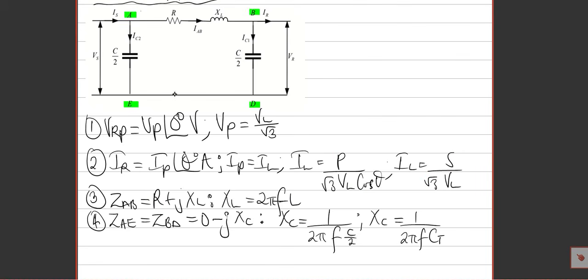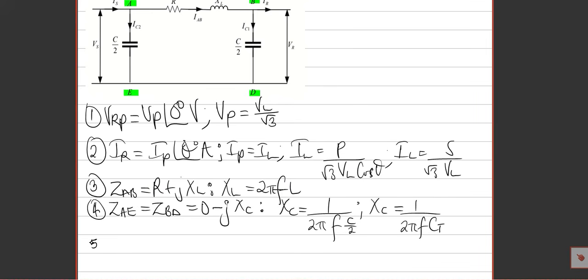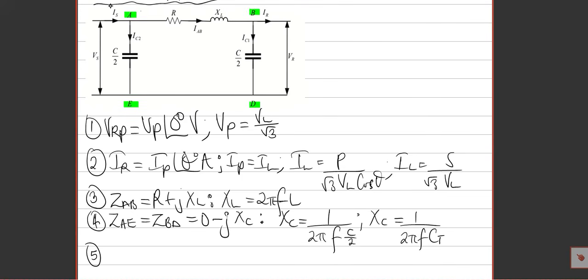Let's continue. Step number 5, then we're going into the circuit. The intention in this case is to find the sending end voltage and the sending end current. That's why we are going through all of these steps. So the next step is to find our current IC1. The reason we want this current is because later on we need to find IAB. Because of this junction, IAB equals IC1 plus the current going the other direction, IR. So we start first by looking for IC1.